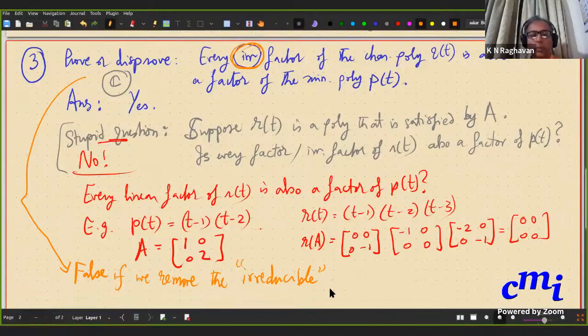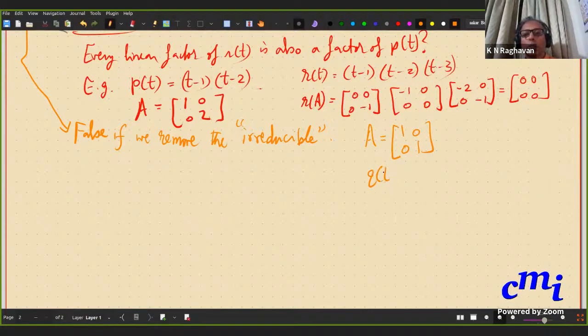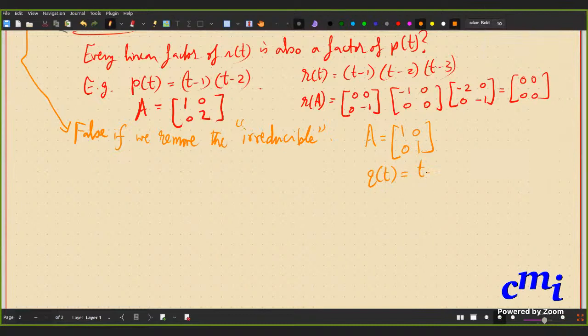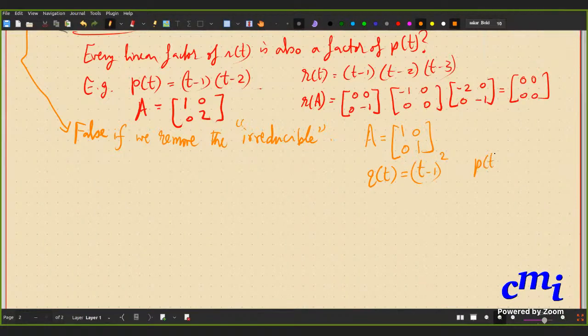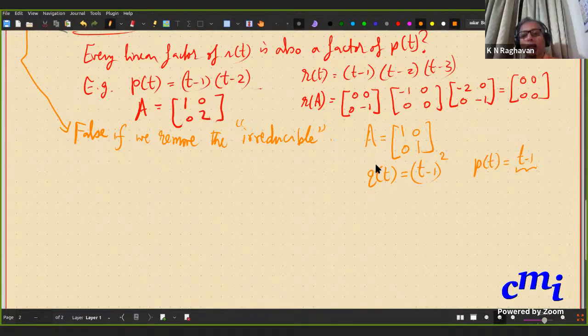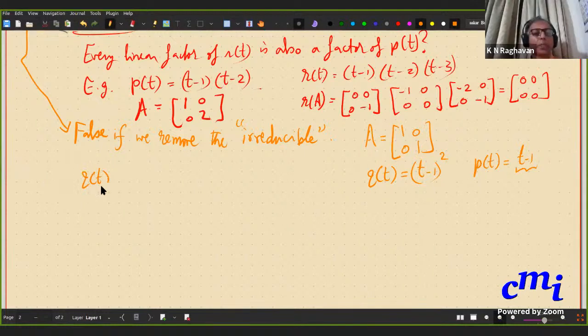Okay, and here is an example. Just take A to be the identity matrix. Not 1 cross 1. In that case, it will be true. So what is q(t)? So (x minus 1) whole square. Since the variable is t, I'm going to write (t minus 1) square. And what's the minimal polynomial? So that will be t minus 1. Indeed, this factor, q(t) itself is a factor of q(t), and that does not divide p(t).